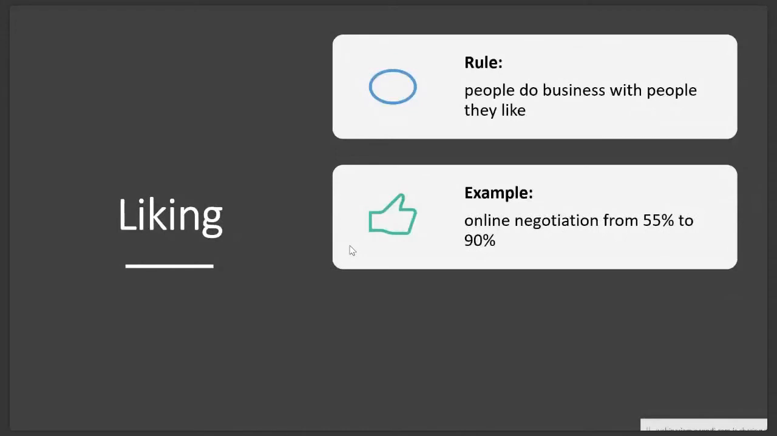And essentially what happened is group A, who were told business first, just do the business, came to an agreement 55% of the time. Whereas the second group, who were told to spend 5 minutes getting to know each other, got to a successful negotiation 90% of the time.